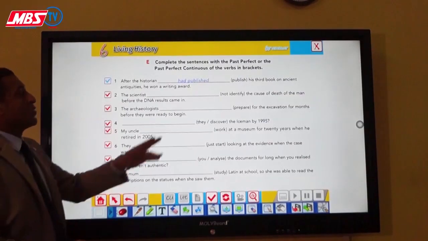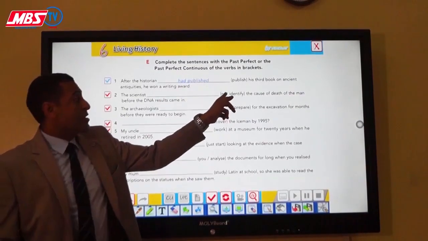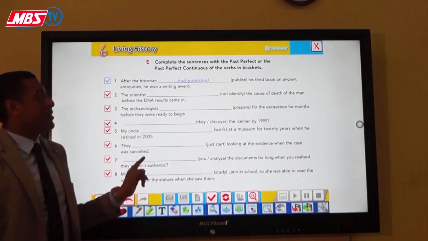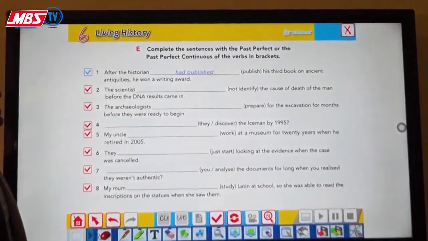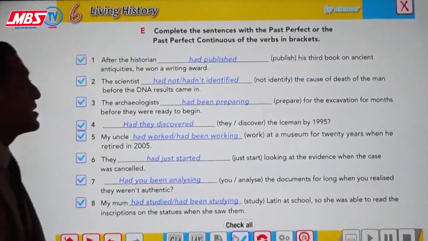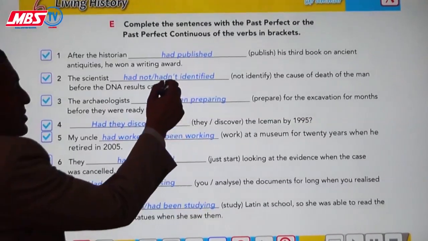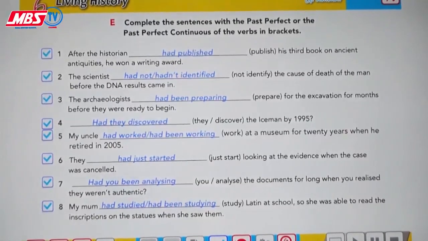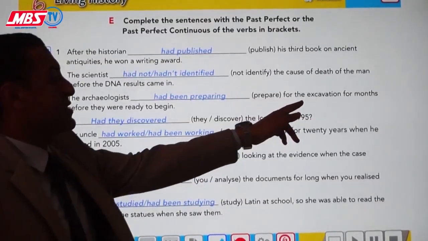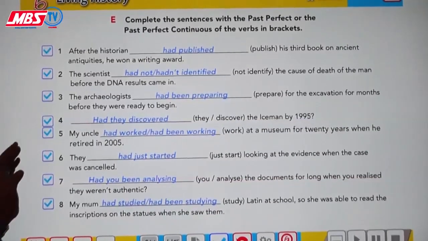The scientist, not identify. So here when I use the verb with not, I have to use the negative form. The scientist had not identified the cause of death of the man before the DNA results came in. And as you can see here, hadn't identified or had not identified. So just to remember, this is the short form of had not. The archaeologists had been preparing for the excavation for months before they were ready to begin.